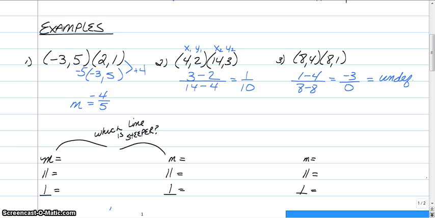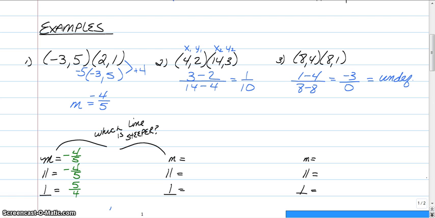So number 1, we found the slope was -4/5. What slope is parallel to -4/5, and which slope is perpendicular to -4/5? So the answer, parallel, -4/5, because they have the exact same slope. And perpendicular is a positive 5/4. We have to take the opposite and the reciprocal. And that's how you get perpendicular. So why don't you take a second and try number 2. Go ahead and pause the video.